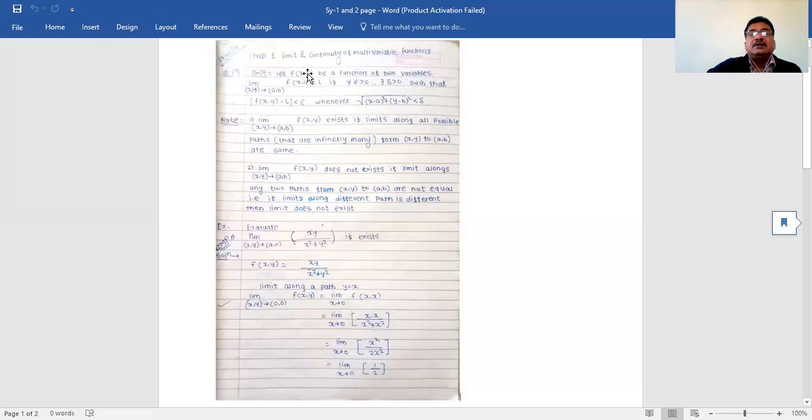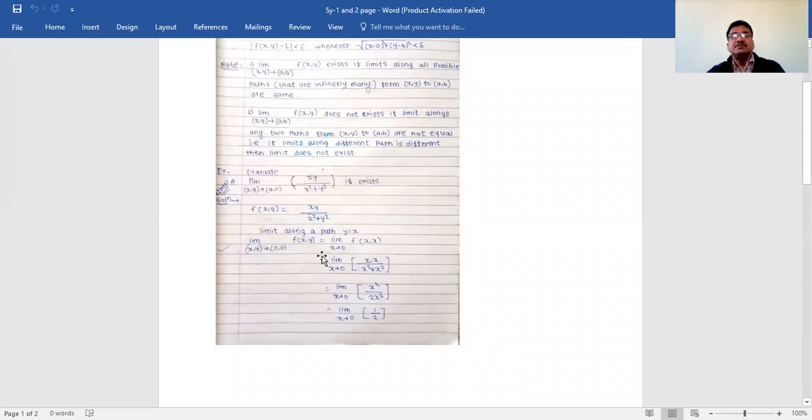So the question is: define the simultaneous limit of the function f(x,y). So this is the definition of simultaneous limit. It's called the limit or simultaneous limit. When the limit of the function f(x,y) does not exist as (x,y) tends to (a,b): if we find two paths such that the limits along those two paths are not equal, then we say the limit does not exist. That is, if the limit along different paths is different, then the limit does not exist.